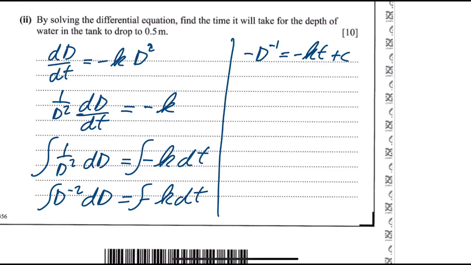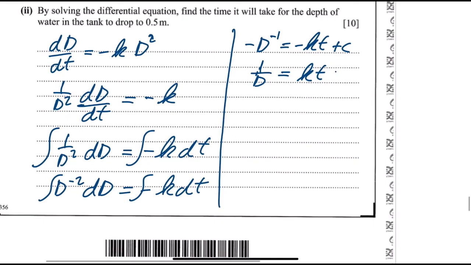I can make that minus D to the power minus 1 positive, so I'll write it as 1 over D, and then that's positive kt. I could have changed that to minus c, but there's absolutely no need. Just leave it as c. We haven't assigned a value to any of these constants yet, so we can do that. It makes life much easier.